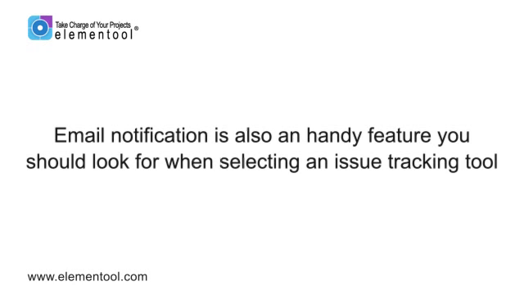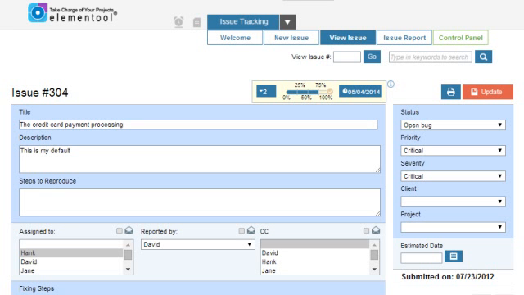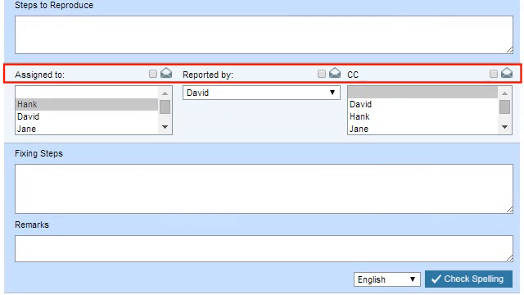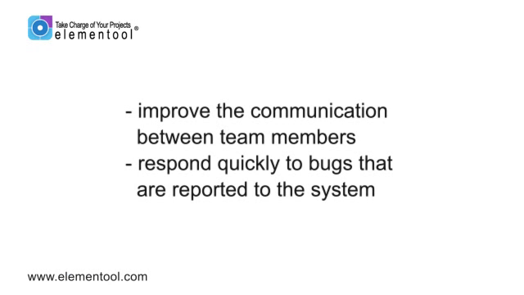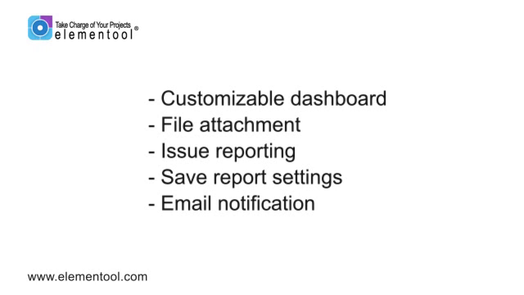Email notification is also a handy feature you should look for when selecting an issue tracking tool. It enables you to send emails to team members when issues are updated. This way, you can improve the communication between team members and enable them to respond quickly to bugs that are reported to the system. These are the basic features you should look for in issue tracking software.